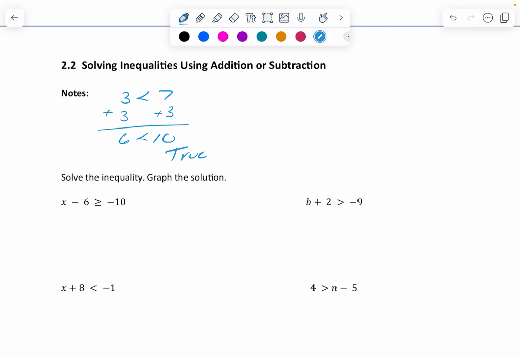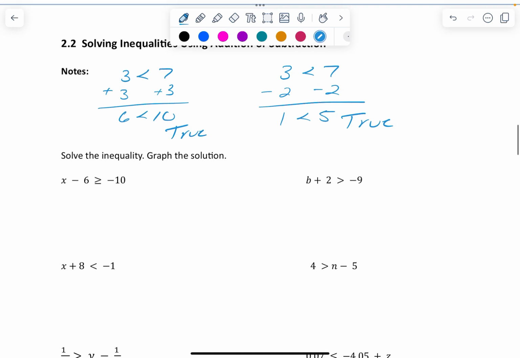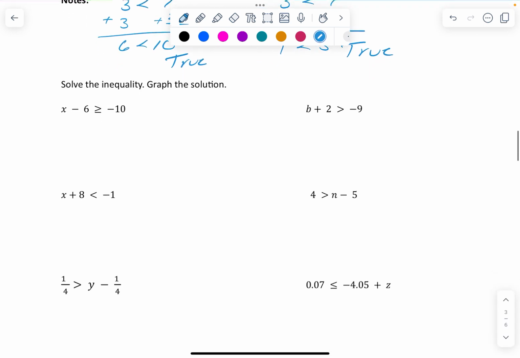Also, we can subtract. Let's start with that 3 is less than 7 again. And we can subtract the same number from both sides, and it's still true. So just like equations where you can add and subtract the same thing to both sides to solve, we can do the same thing here. So notice from now on in this chapter, we're going to solve and graph.